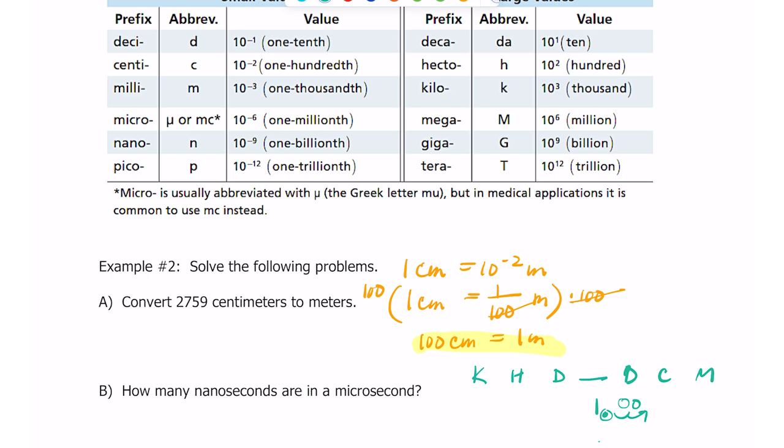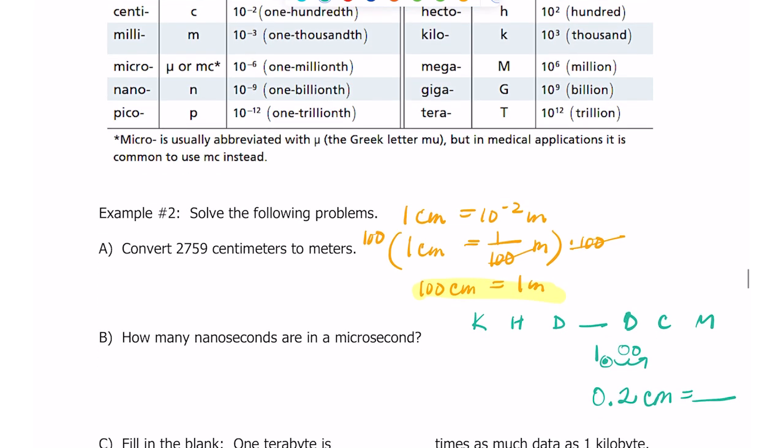Let's say I had 0.2 centimeters equals how many meters? Okay, let me slide that down. So let's say I want to go backwards now. I'm at centimeters and I want to go to meters. I would go 2 places to the left. So I'm going to take my decimal point and move it 2 places to the left and fill in a 0. So I would know that 0.2 centimeters is actually equal to 0.002 meters. So that's just a quick way that you can remember how to convert using the metric system.